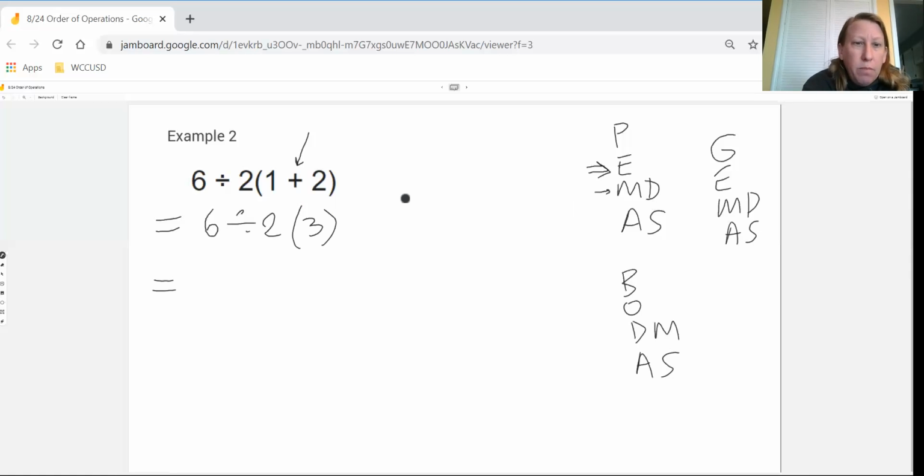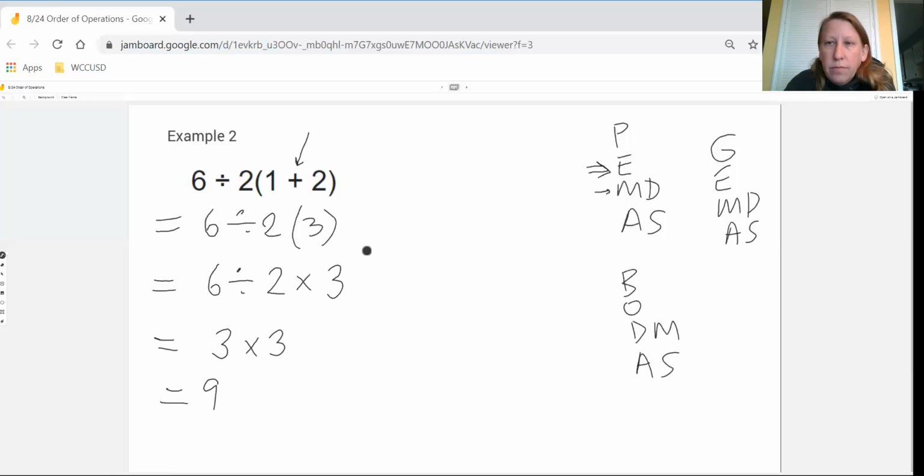Because there's division and multiplication, I could rewrite it like this, on the same line, we would do the division first. So in this problem, we would do 6 divided by 2 is 3, and then we would finish at 3 times 3 is 9. This would be the order that you would do this problem if you were following the order of operations, PEMDAS.